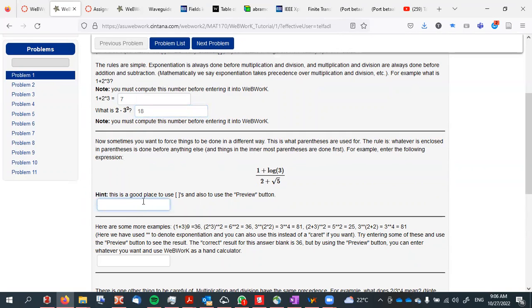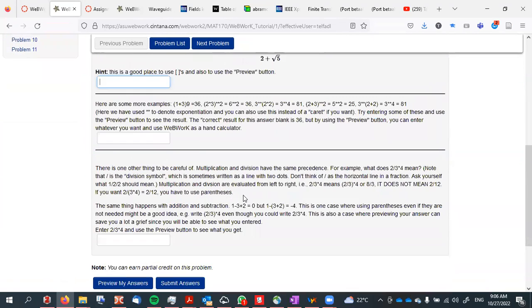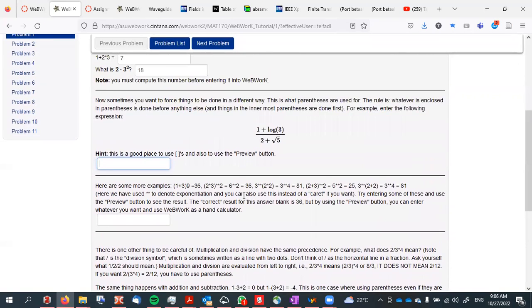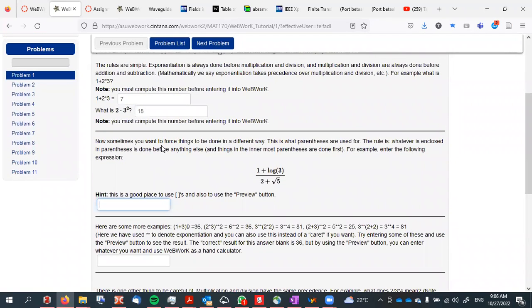So if we want to do this, here it is giving you some hint. This is a good place to use square brackets and use the preview button. The preview button gives you the idea of how the evaluation of each expression you enter in WeBWorK will look like. For example, if we want to do the 1 plus log 3 first, we have to put square brackets here and write 1 plus log 3 and close the square bracket and do the division.